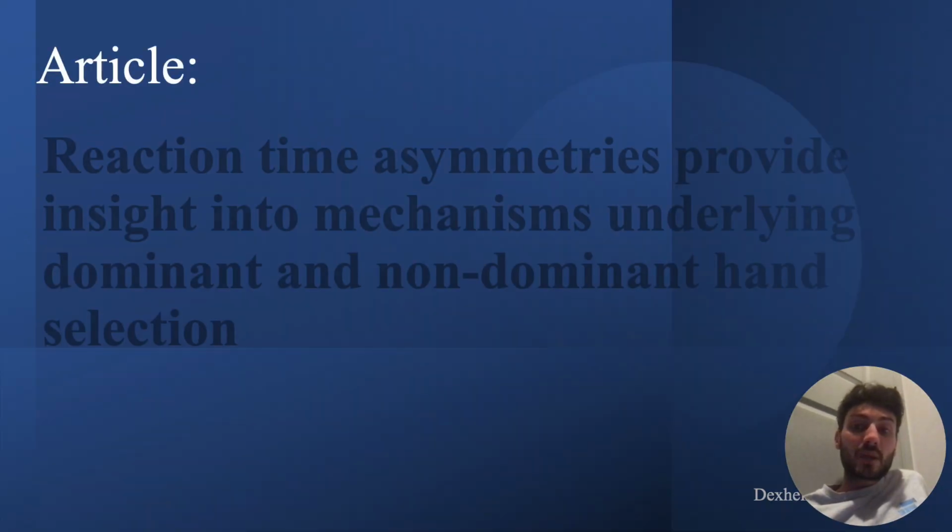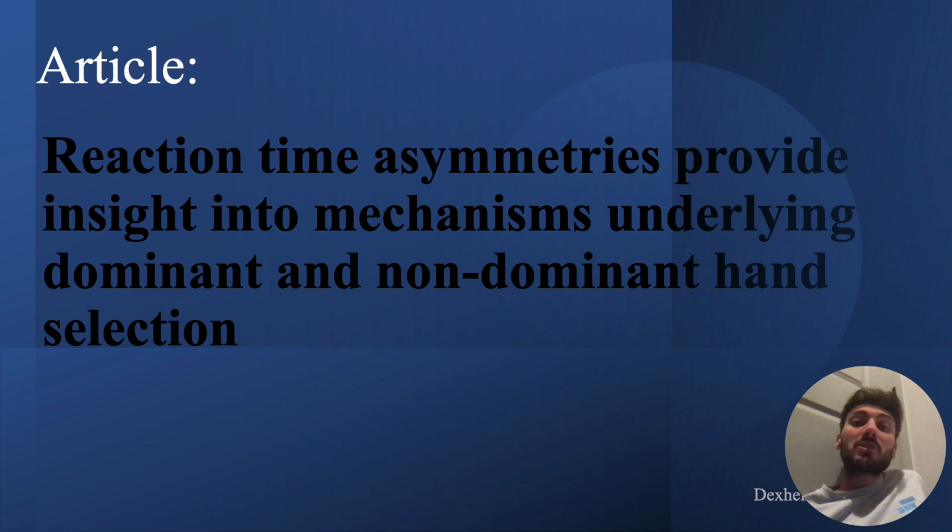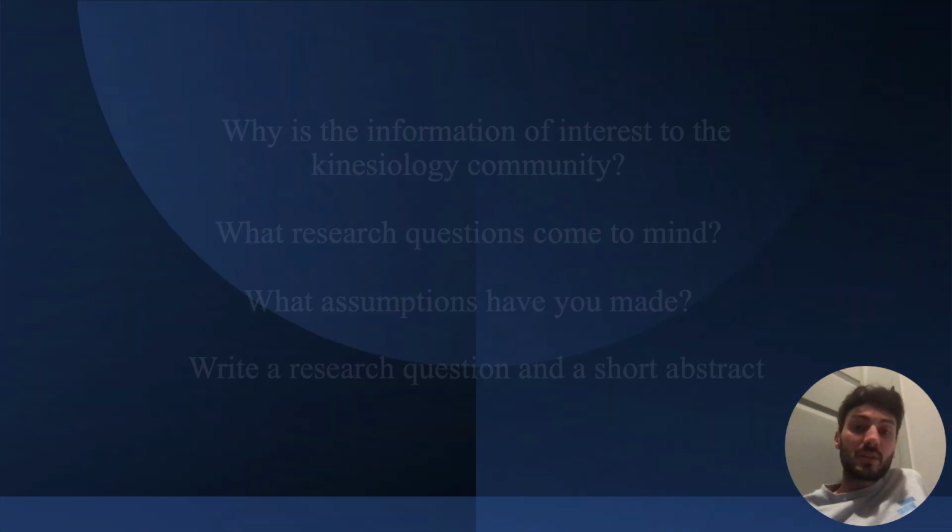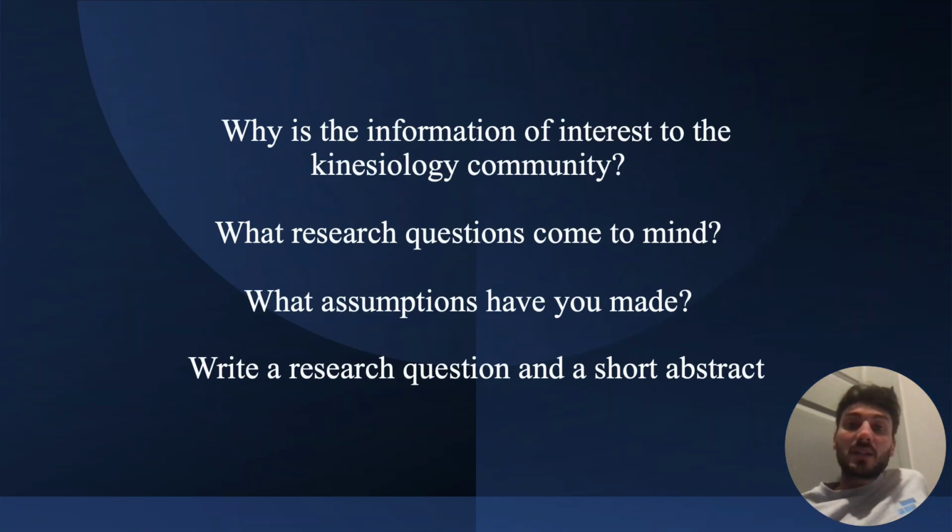I chose for my paper by Dexheimer, reaction time asymmetries provide insight into mechanisms underlying dominant and non-dominant hand selections. This article was written in the past 5 years, and it references and cites several other articles written in the past 5 years. So first off, what does it mean for the kinesiology community?